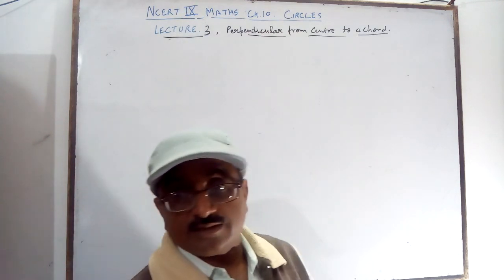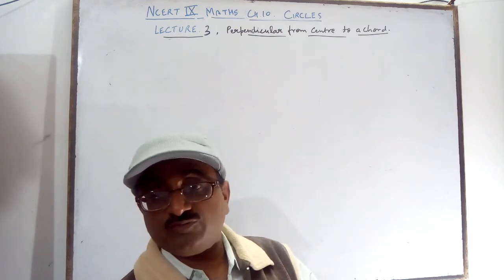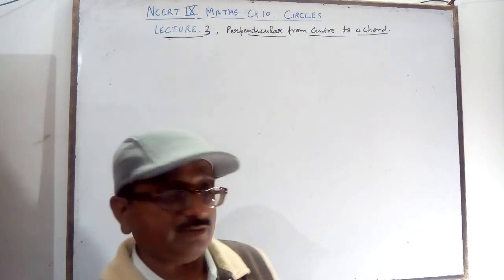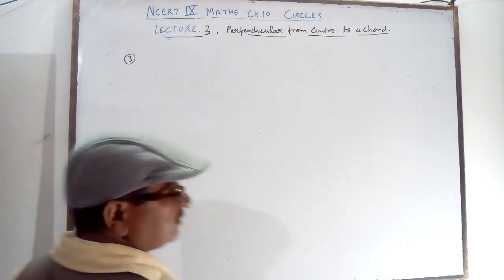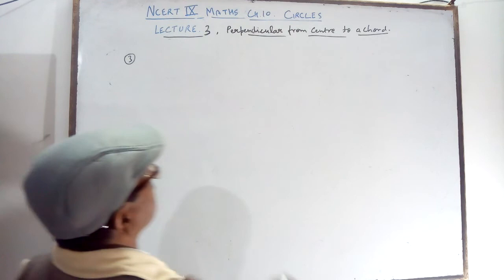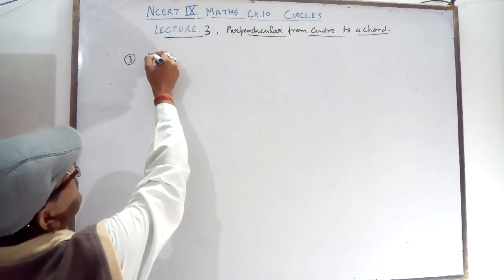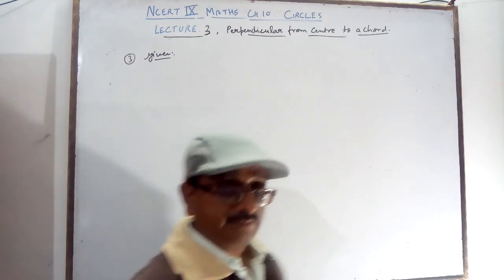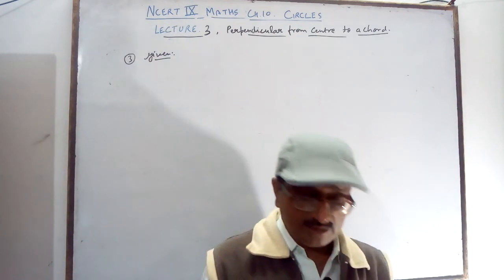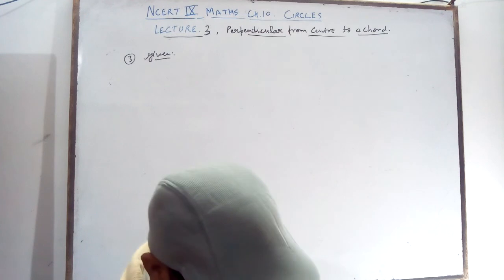Circle chapter. Now today you will see the perpendicular from the center to any chord of a circle. Theorem 3 is given: the perpendicular from the center bisects the chord. You want to prove it; it is already a theorem, the perpendicular from the center always bisects the chord.